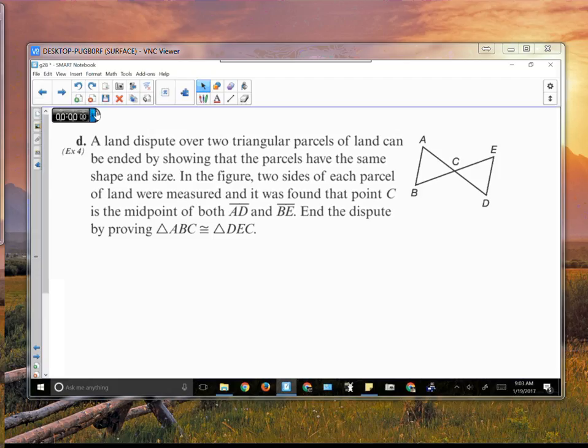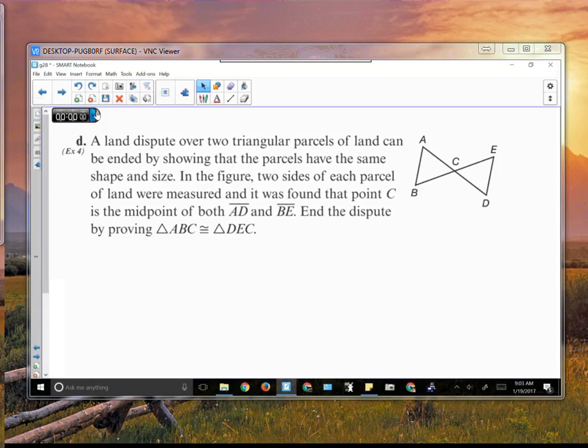So has anybody got a thought on this one? Cameron, what do you think? What don't you know? Sorry, you know something. Did you read it? Okay, so a land dispute over two triangular parcels of land can be ended by showing that the parcels have the same size and shape. In the figure, two sides of each parcel of the land were measured. It was found that C is the midpoint of both AD and BE.